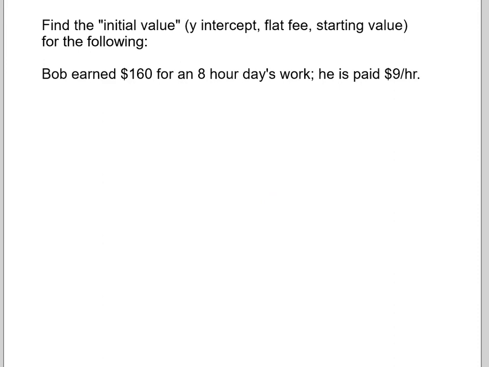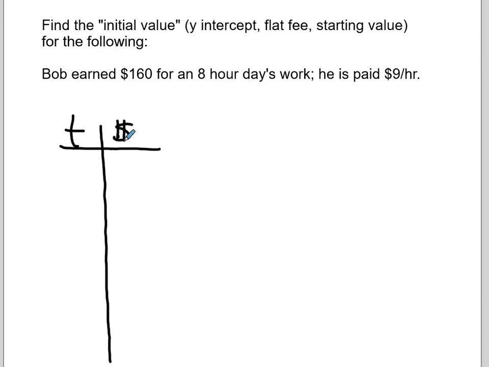Okay, find the initial value, also called a y-intercept, flat fee, starting value for the following. Bob earned $160 for 8 hours of work a day. He's paid $9 an hour. Okay, so we might find it really helpful to organize some of this into a table. You may not have to. It's just one of those things that's very handy to have.